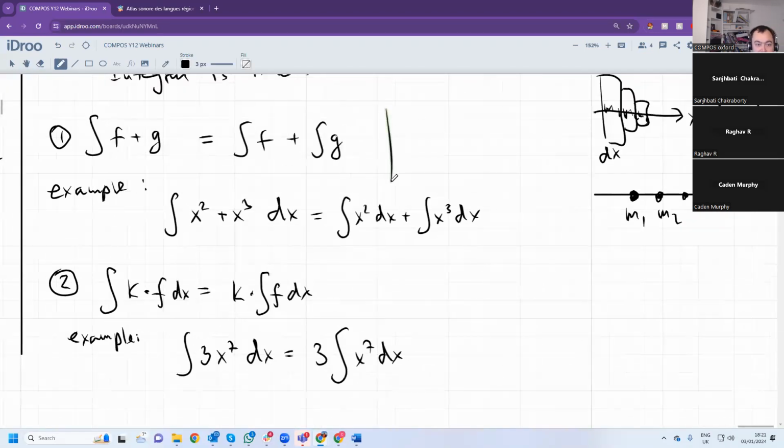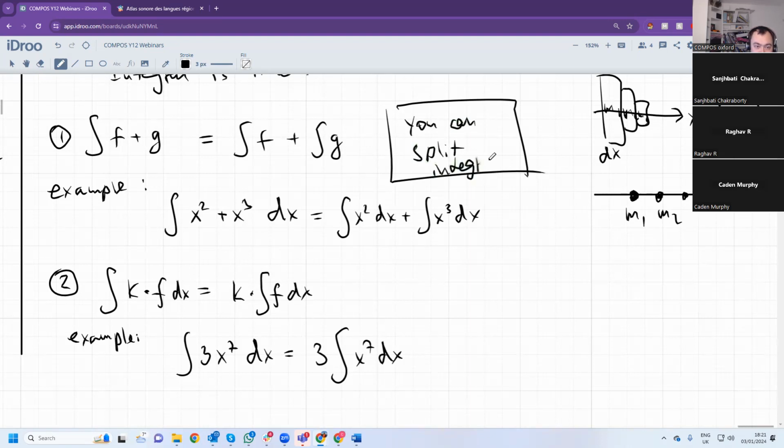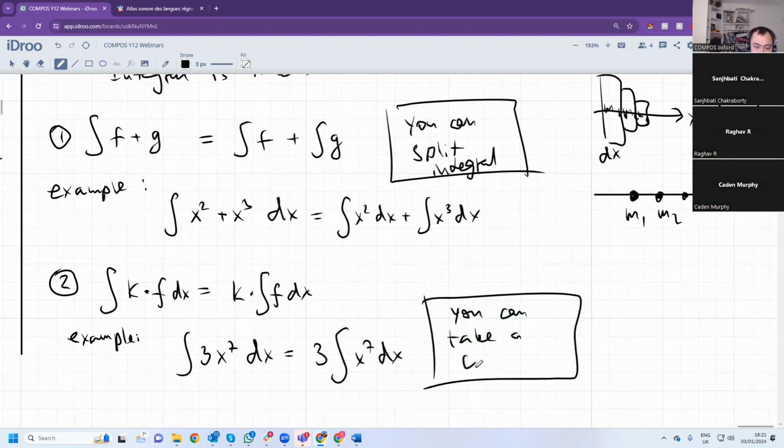This means you can split integrals. You can split the integral. And the second means you can take a constant out. So these are the two properties of integrals.